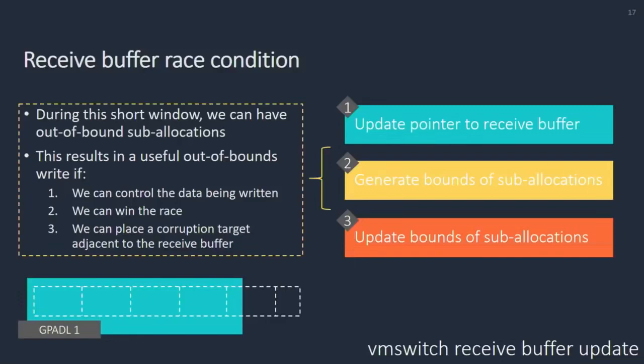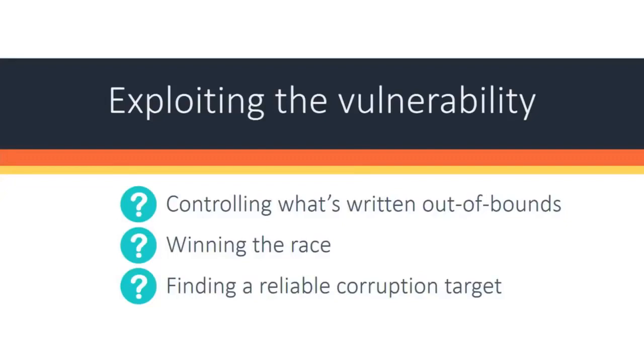It's kind of weird. And the third thing is you need to actually be able to place a corruption target at a known offset of your receive buffer in such a way that writing out of bounds from the receive buffer is actually going to overwrite a critical data structure. So those are three things that we need to actually exploit the vulnerability. None of this is trivial, but hopefully it is all doable. And that's going to be what I'm going to try and cover here.